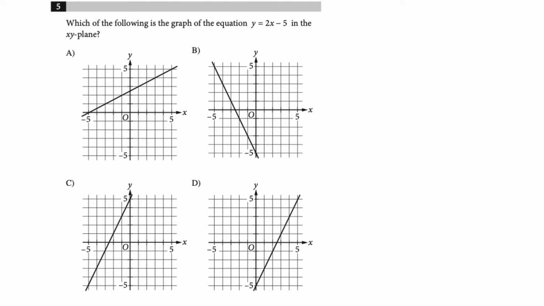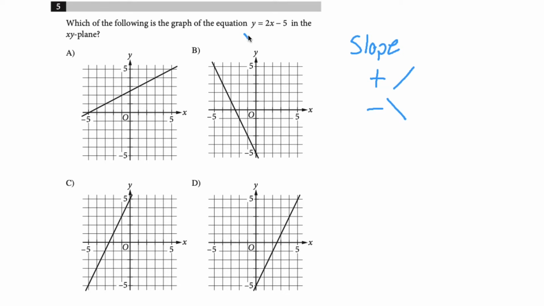Number 5. Which of the following is the graph of the equation y equals 2x minus 5 in the xy plane? There's two things that we need to focus on in order to solve this equation. The first one is about our slope. We need to determine, does our slope have a positive value or a negative value? If it has a positive value, then the line will be increasing from left to right. If it has a negative slope, then it will be decreasing from left to right.